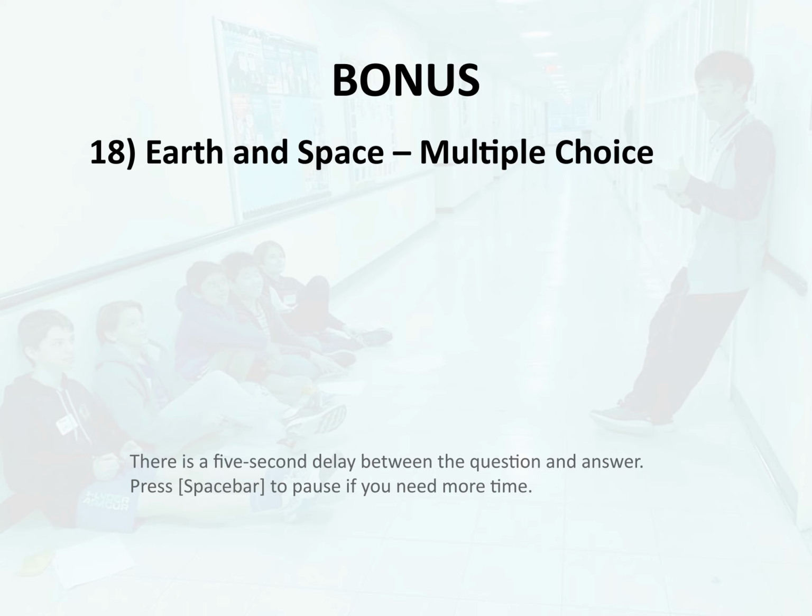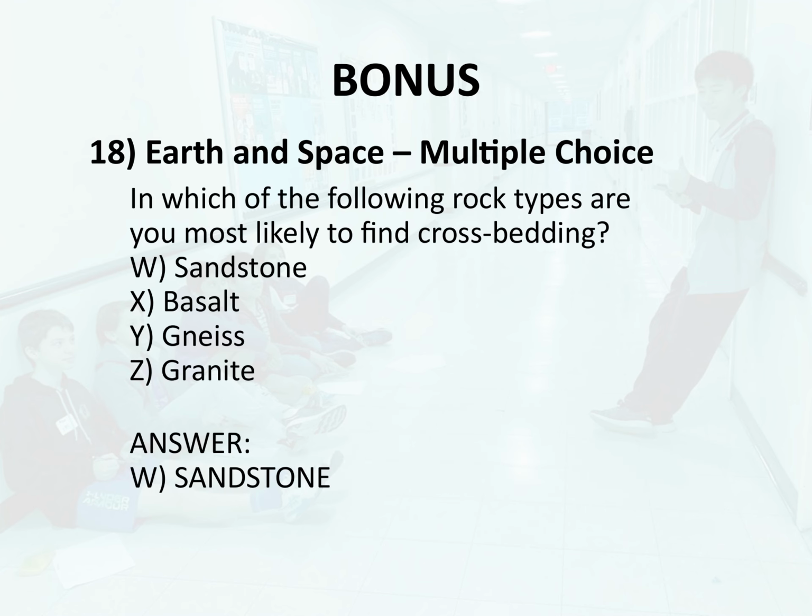Bonus 18. Earth and space, multiple choice. In which of the following rock types are you most likely to find crossbedding? W. Sandstone. X. Basalt. Y. Gneiss. Z. Granite. Answer. W. Sandstone.